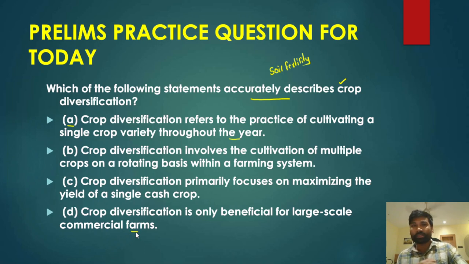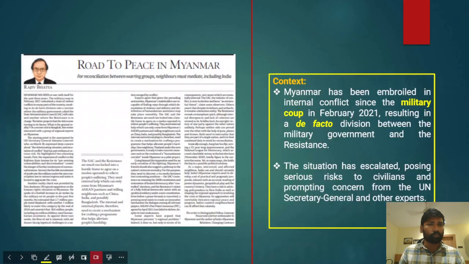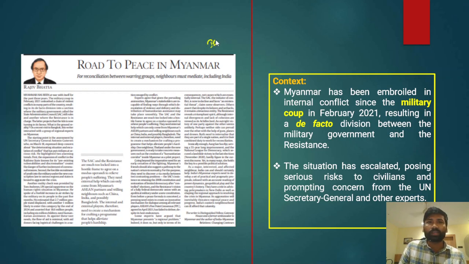So let's discuss a few important news articles that are given in the newspapers for today's discussion. First and foremost, we need to talk about a very important editorial that was given in the Indian Express. We all know that it is said that India is located in a complex neighborhood. Why a complex neighborhood?